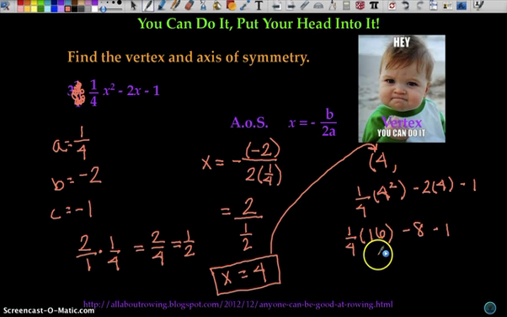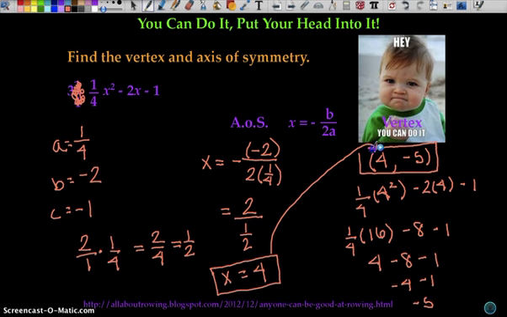16 times 1/4. 16 times 1 is 16, divided by 4 is 4. So now we have 4 minus 8, which is -4. -4 minus 1 is -5. So 4, -5 is our vertex.